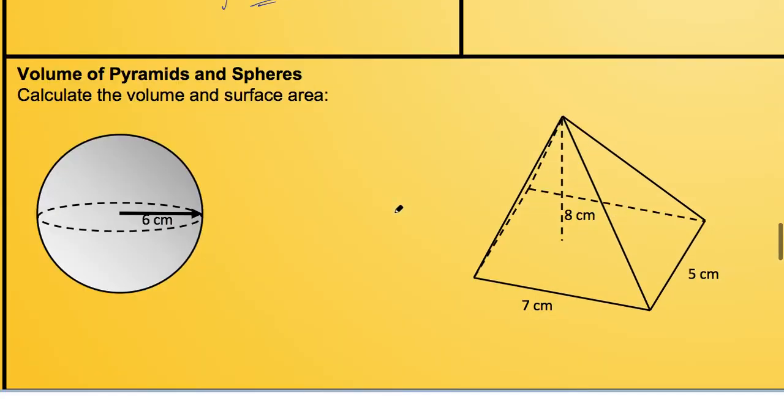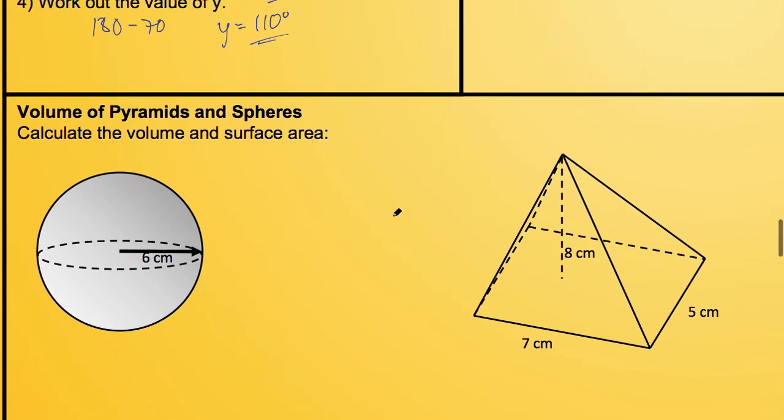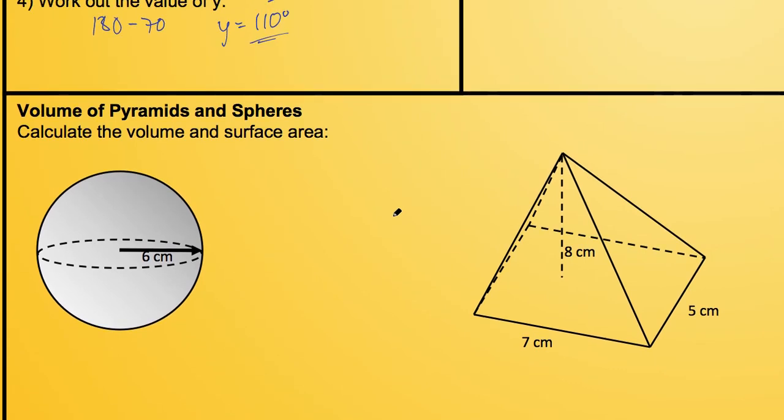Okay, volumes of pyramids and spheres. For this, in the exam, you would actually be given the formula printed in the question. It's not on the formula sheet, but it would be printed in the question. So, volume of a sphere is 4/3 pi r cubed. Surface area of a sphere is 4 pi r squared.